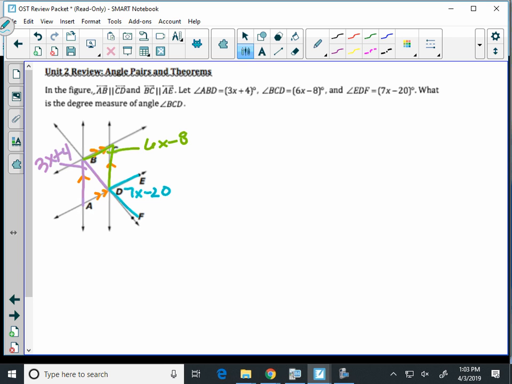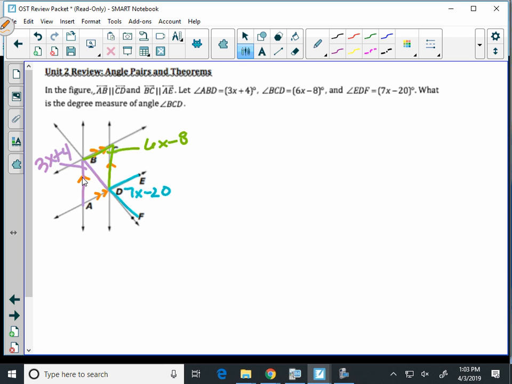There are multiple ways to solve this problem. Essentially what we're trying to do is figure out what the measure of angle BCD is. And in order to do that, we have to find out what x is. So we have to somehow get these angles to map up using parallel lines. We're given parallel lines, we're going to end up using those.